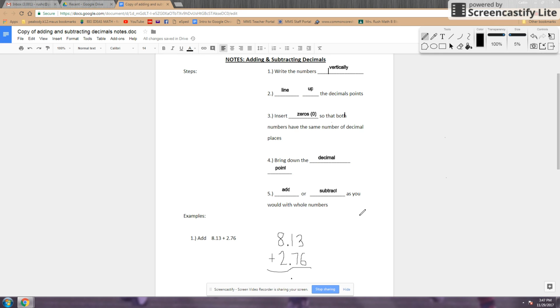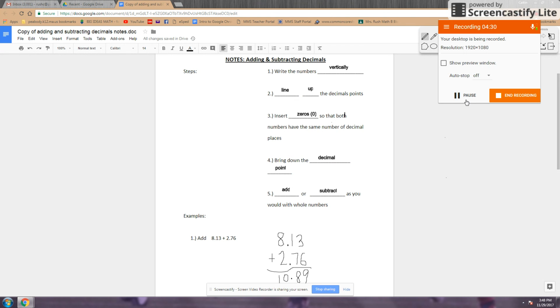And then we add or subtract as you would with whole numbers. So 3 plus 6 is 9. 1 plus 7 is 8. And 8 plus 2 is 10. So our answer to this problem would be 10.89. All right, so now we're going to try some more on the back. Great job so far. I'm going to pause this.